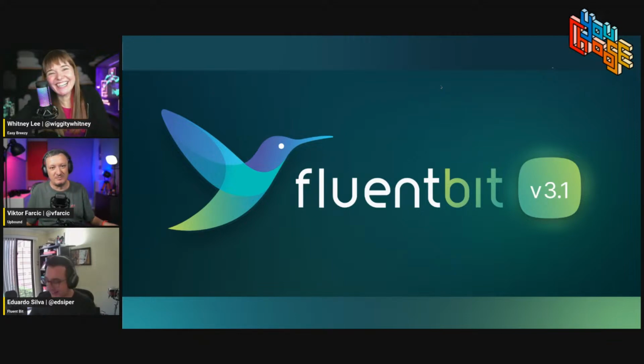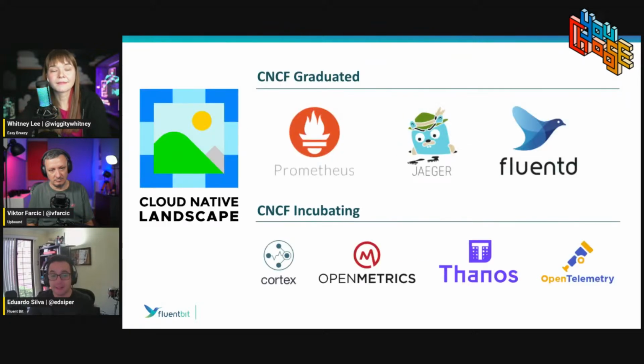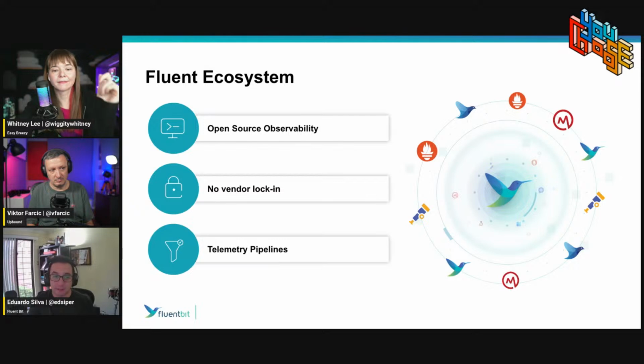So let's get started. I'm going to present Fluent Bit, and for those familiar with the CNCF, you might have heard of Fluentd. Fluent Bit is a project under the Fluentd umbrella, which as of today is a graduated project in the CNCF. As you can see in the landscape, we are together with Jaeger and Prometheus. And shortly, I think that OpenTelemetry is going to be at the same graduated status.